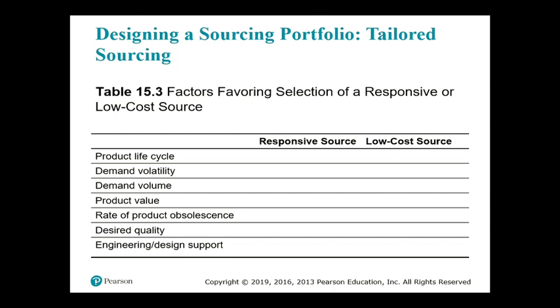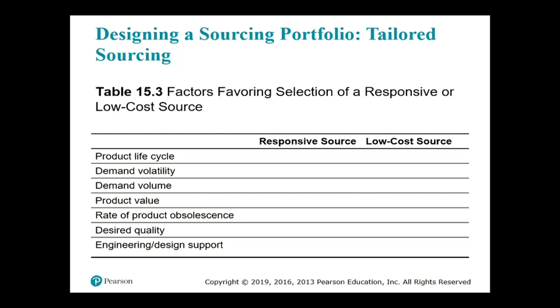All right, so now let's look at some decisions. For different characteristics, we're choosing whether to use a responsive source or a low-cost source. Okay? So let's first look at product life cycle, basically where the product is in its life cycle. If it's an early cycle product, where should we source from? Low cost, or responsive? In the early stages of manufacturing.